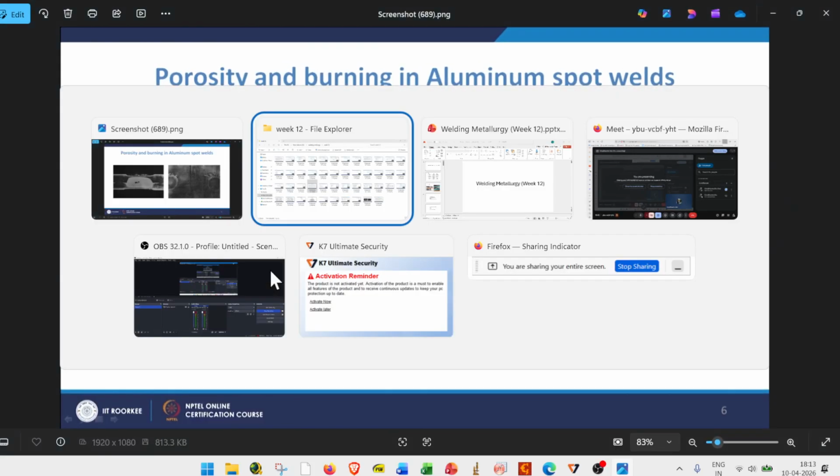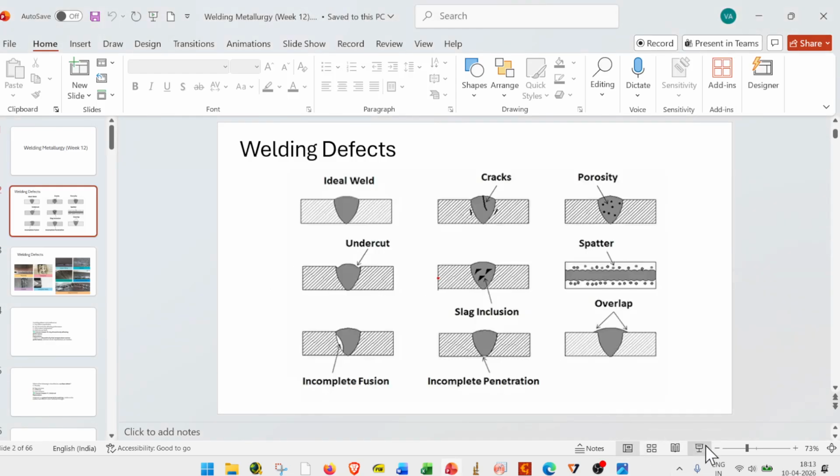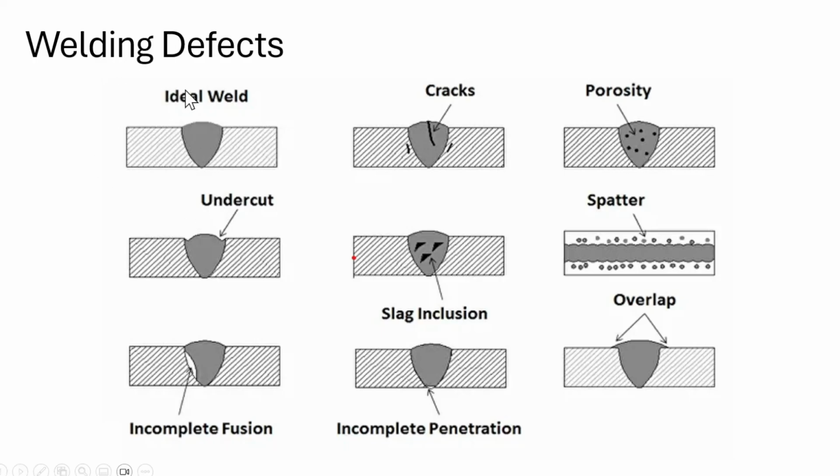Okay. Next we can see, ideally we want the weld like this, but generally we will not get it. As we discussed, because of improper weld material, improper weld parameters and improper welding techniques, we will get some kind of defects like cracks, porosities, undercut, slag inclusions, spatter, incomplete fusion, incomplete penetration, and overlap.